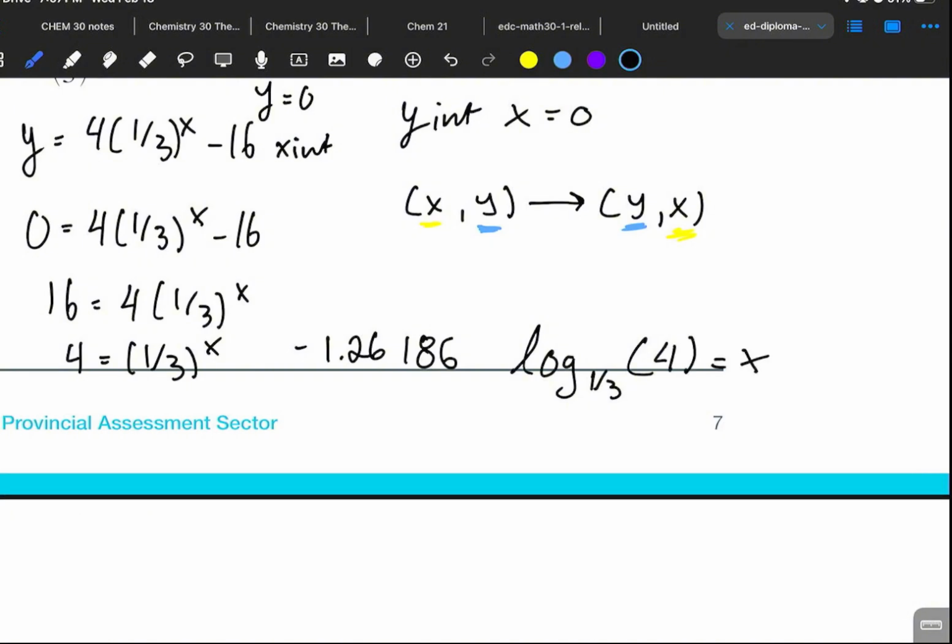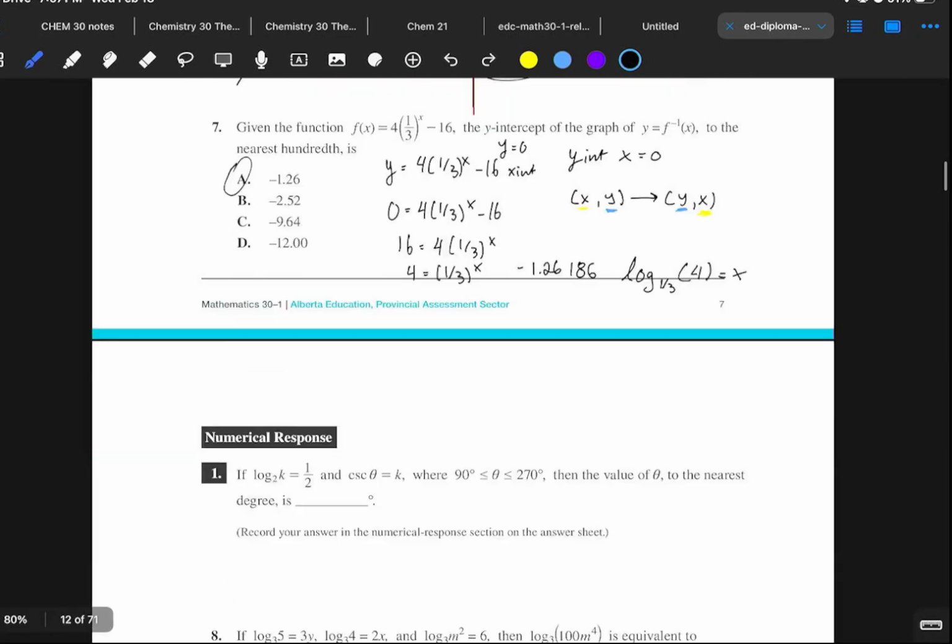So let's say, and that would give you the same thing. But if you don't know how to do that, that's perfectly fine. You can use your calculator.